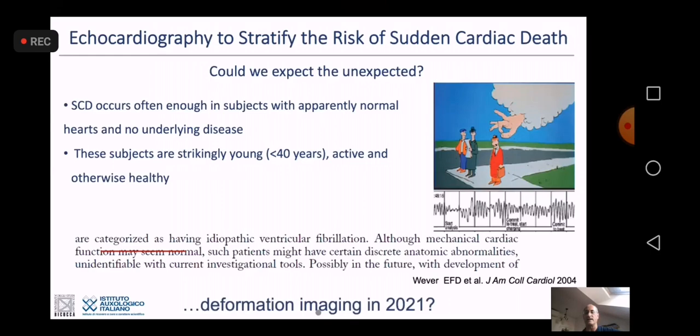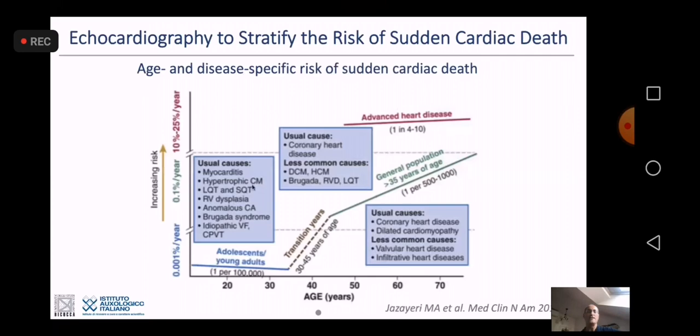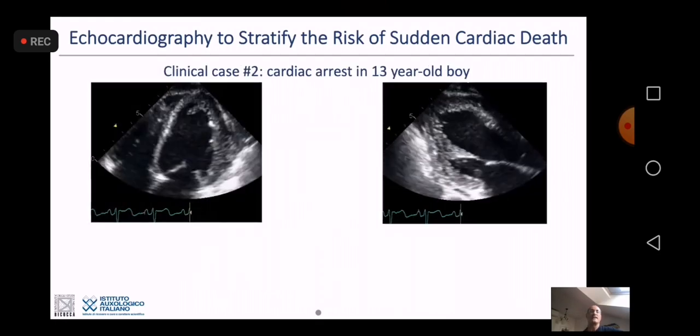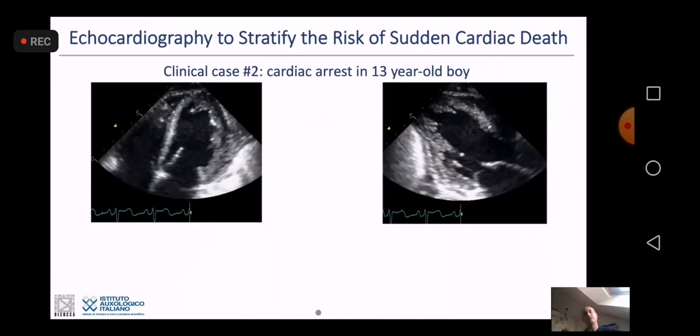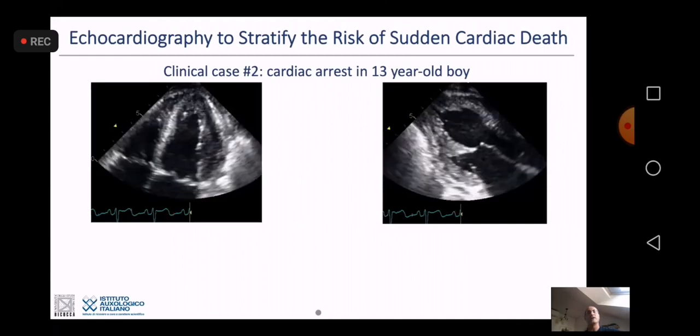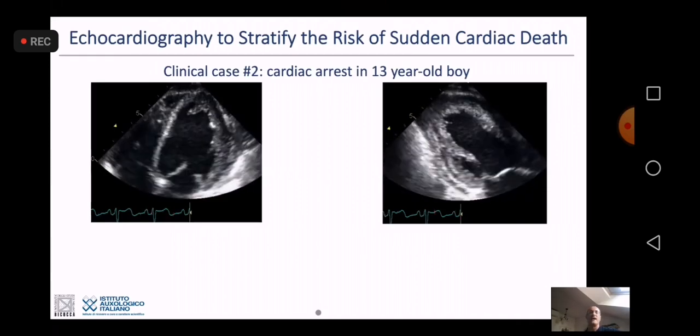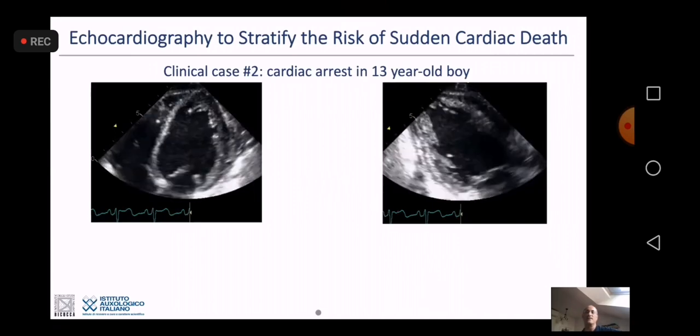And here is where the speckle tracking can play a role. In those patients that are the young adults, the cardiomyopathies, but also the channelopathies are important causes of sudden death. And not only, but there are also congenital heart disease. This is the second case that I want to share with you. This is a 13-year-old boy with a cardiac arrest, and luckily he was resuscitated.